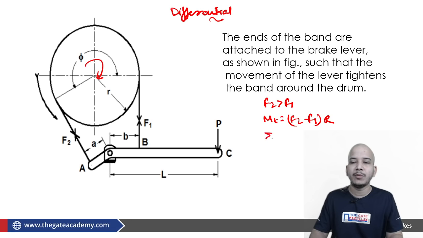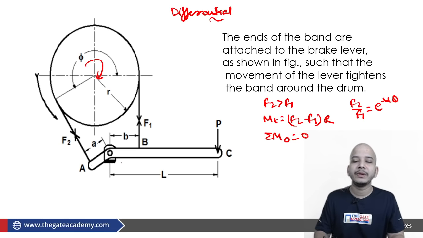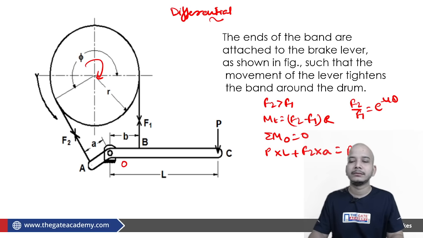F2 by F1 is equal to e to the power mu theta. If I say net moment about point O is equal to 0, from here you can say that P into L plus F2 into A must be equal to F1 into B. From here you can say that P must be equal to (F1 into B minus F2 into A) upon L.